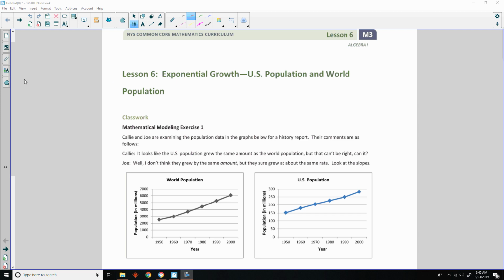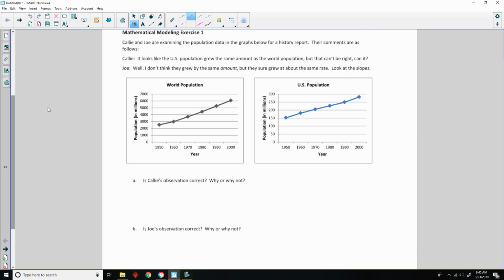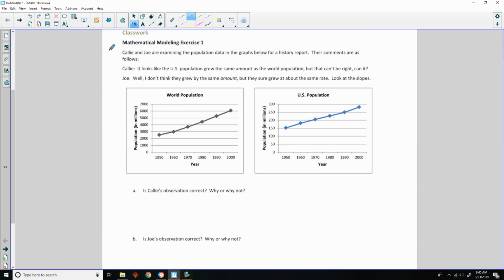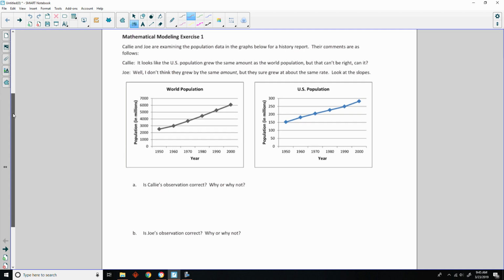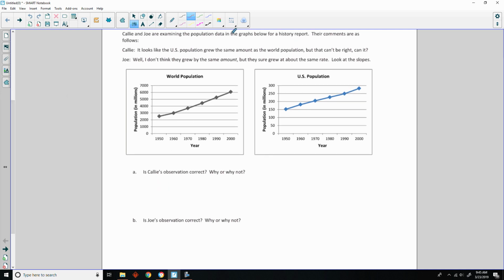This is Lesson 6, Exponential Growth, U.S. Population and World Population. So the classwork says Mathematical Modeling Exercise 1. Callie and Joe are examining the population data in the graphs below for a history report. Their comments are as follows.